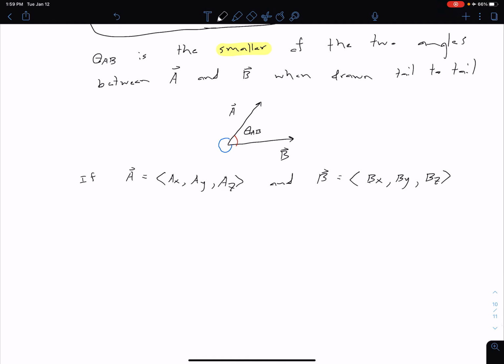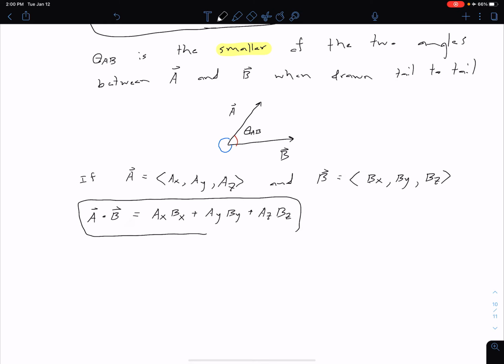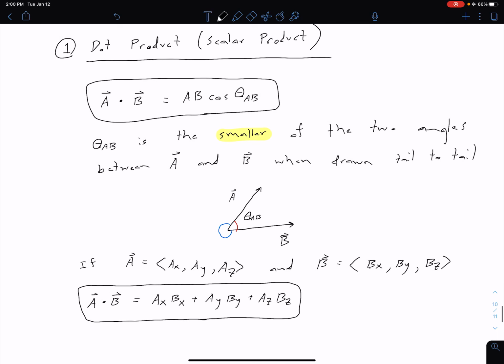If that's the case, then a dot b, where these are both vectors, is also equal to ax times bx plus ay times by plus az times bz. Basically we're just multiplying the components in the common places and then summing all of those products. We can use these 2 equations together to figure out certain angles or certain components, depending on what information we have and what information we want.